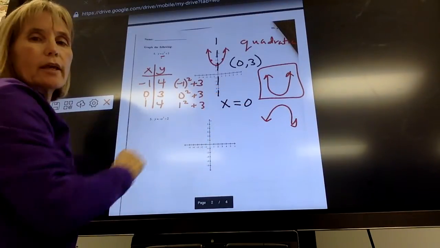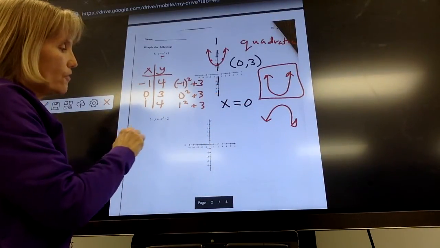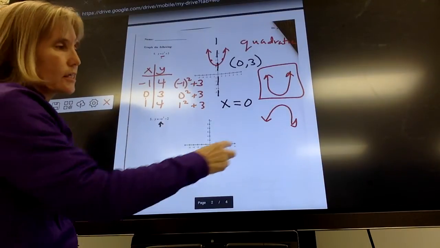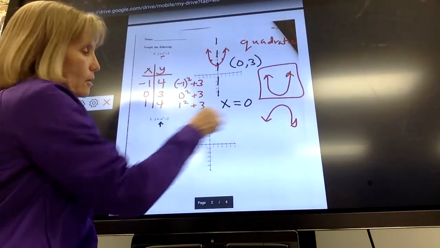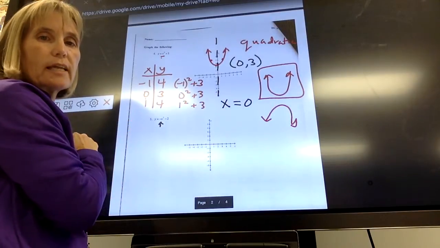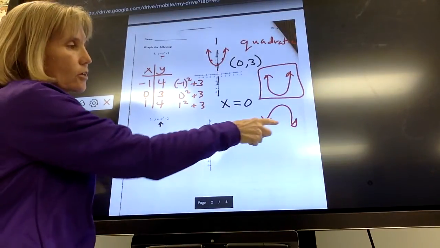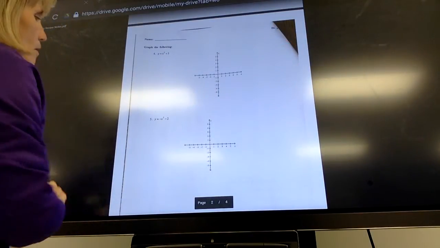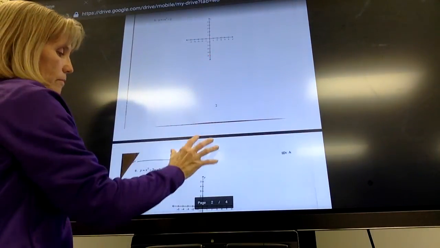You expect it to look like a U. In question 5, that's going to be a U-shaped graph, a parabola, but this one I expect to be concave down because the leading coefficient is -1. Because it's negative, it's going to turn the graph upside down. Okay, you keep going.